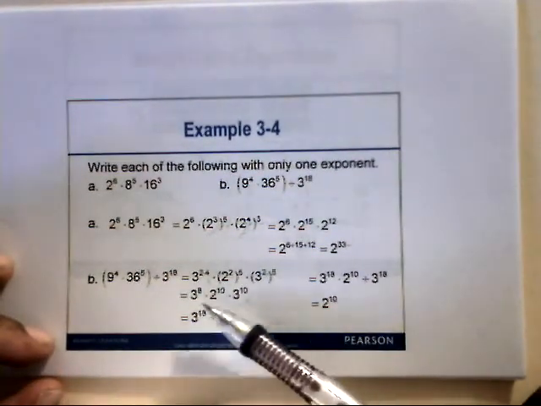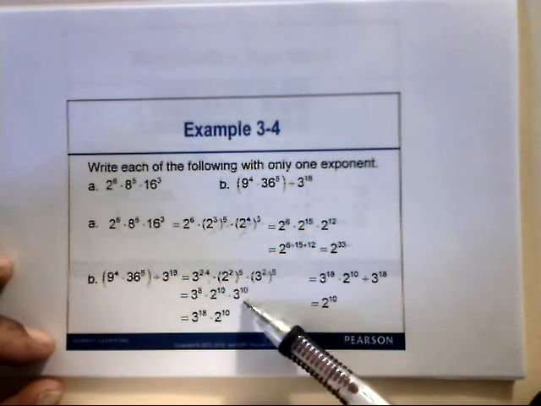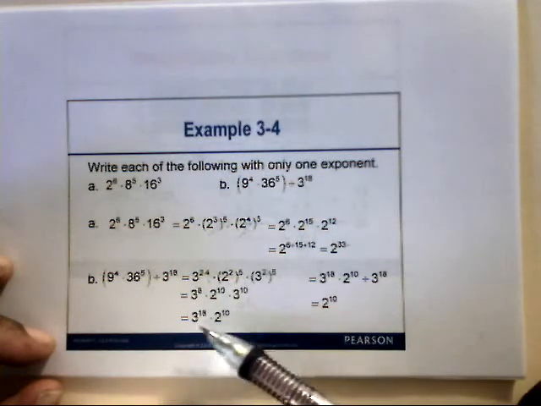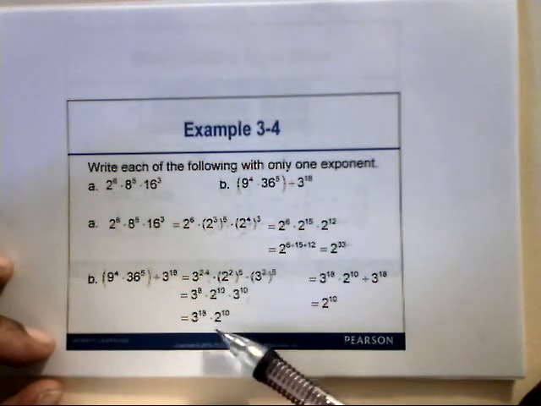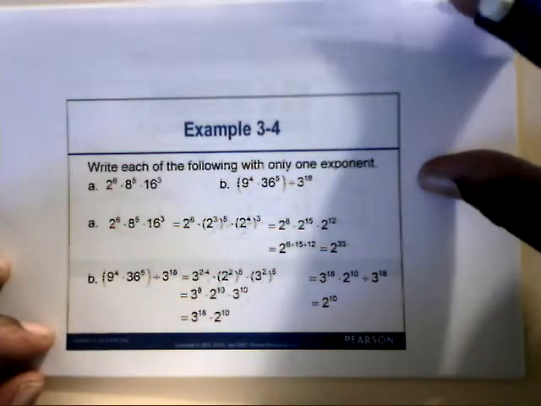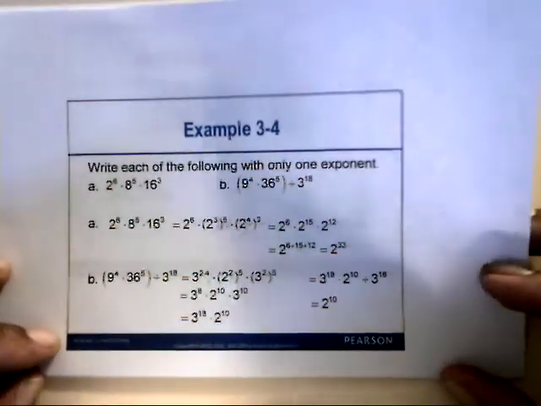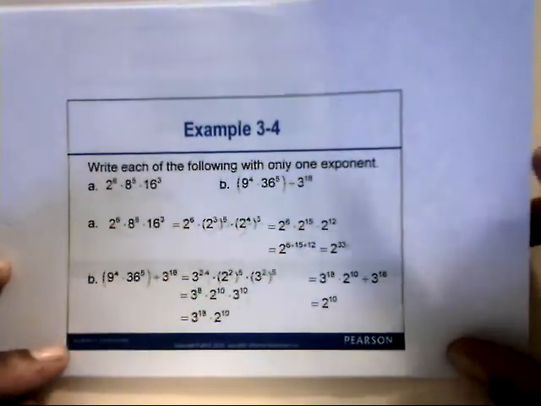And then these are like bases here, 3 to the 8th and 3 to the 10th. Add those exponents, you're going to get 3 to the 18th, and then bring down times 2 to the 10th. So that would be your final answer there, 3 to the 18th times 2 to the 10th power.